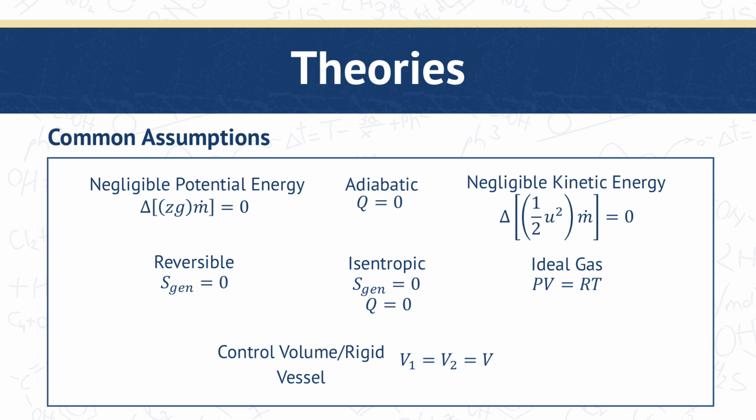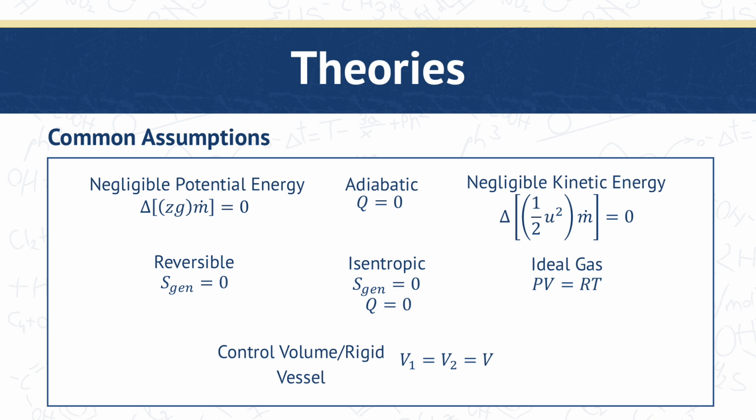Before we start analyzing problems, we can look at some common assumptions that we make in analyzing thermodynamic systems. For negligible potential energy, the term about potential energy is removed. For adiabatic, Q equals zero. For negligible kinetic energy, the term about kinetic energy is removed. For reversible, Sgen equals zero. Isentropic, which is the combination of both adiabatic and reversible, Sgen equals zero and Q equals zero.